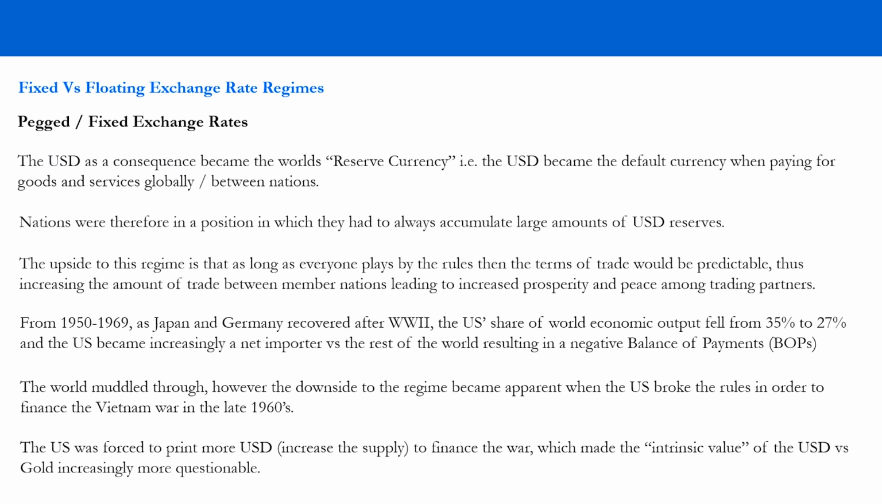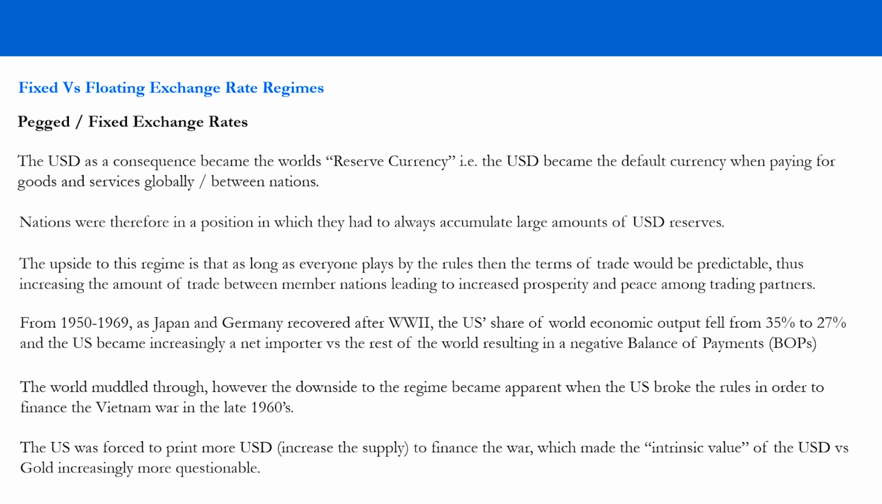So as a consequence, what happened? By default, the US dollar became the world's reserve currency. It became the default currency when paying for goods and services globally between those trading nations. But if you think about what this means, it means that all of the nations require a large amount of US dollar reserves at any one time.